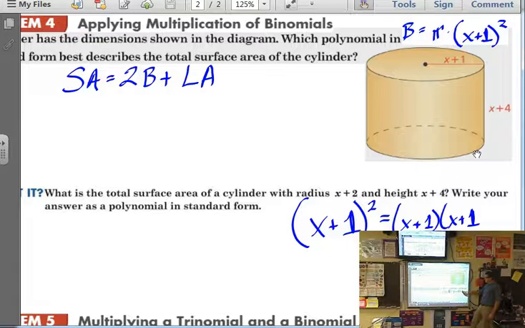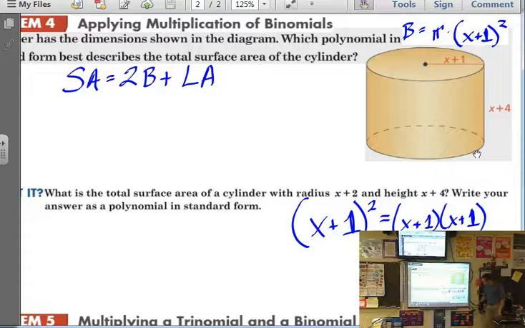But then again, that makes me do the whole process, and that's a little long. But let's look at what happens. My firsts would give me x squared. My outers would be 1x. My inners would be 1x. So I'd really get 2x. And then my lasts, 1 times 1, is 1.